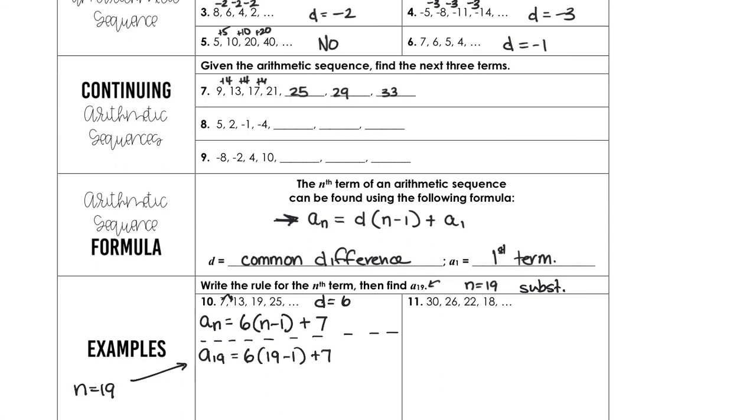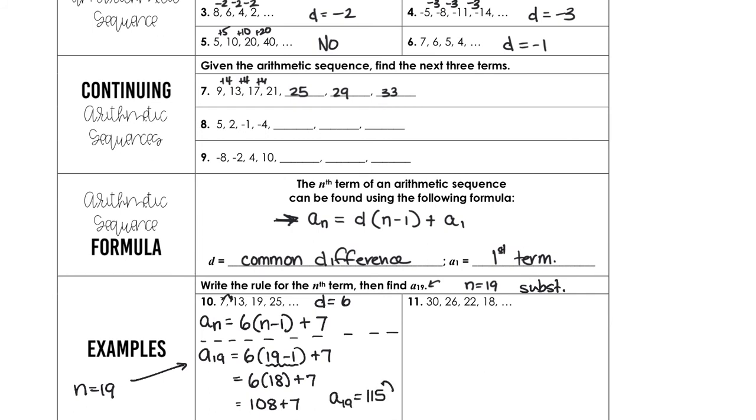And now by doing parentheses first, I'm going to do the operations in here. I'm not going to do distributive property here. So I get 6 times 18, and I'm going to add 7 to that. And now 6 times 18 is 60 plus 48, so that's 108. So we get 108 plus 7, and I will get that my final answer for a sub 19 equals 115.